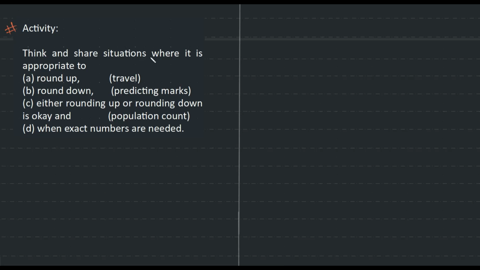Now, think and share situations wherein you'll round up, round down, or either rounding up or rounding down is okay, or when exact numbers are needed. Yes. Now you have to pause and make a list of maybe three examples other than what we have discussed for each of these. Three examples. Pause and think.